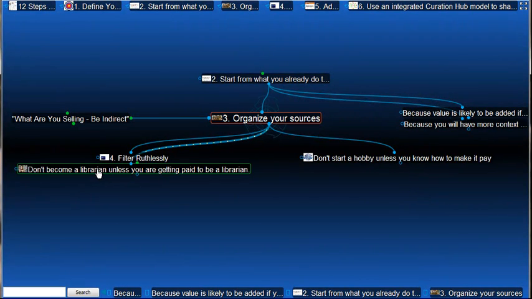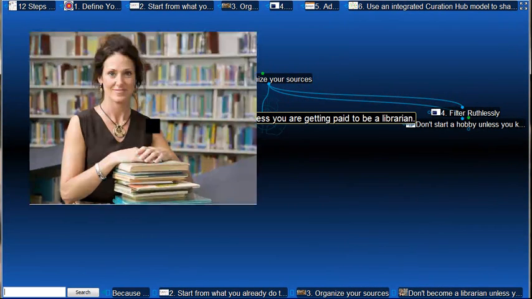Okay, don't become a librarian, unless you're getting paid to be a librarian. Follow the money. Now, if you're a smart curator, get really good at what you're doing. Arm yourself, sharpen your knife and your organizational skills, and go out there and get a job doing it. Okay, especially if you don't have products and services and you're not an online marketer, because what's going to happen is you're going to go broke.